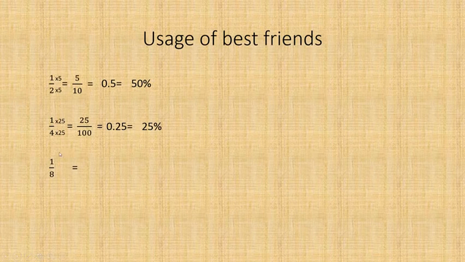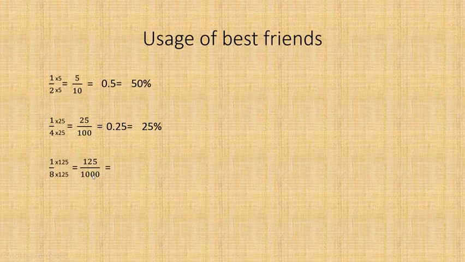Okay, next, it's 1 over 8. What's the best friend of 8? Yes, it's 125. And whatever you're doing down, you have to do up. So I multiply by 125 up. And then the answer is 125 over 1000. This is very important. I need to make the denominator 100, not 10, not 1000.